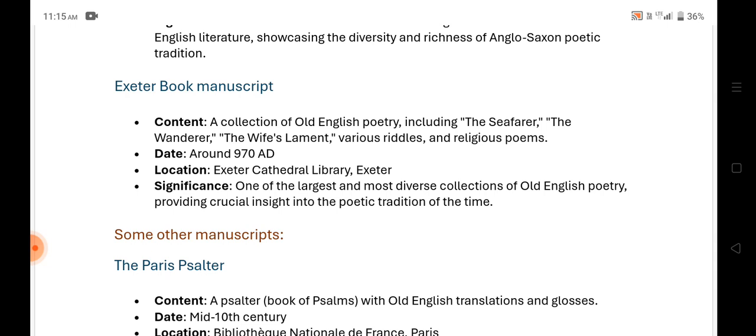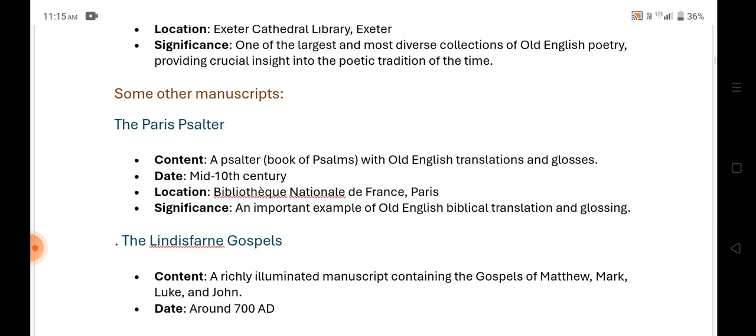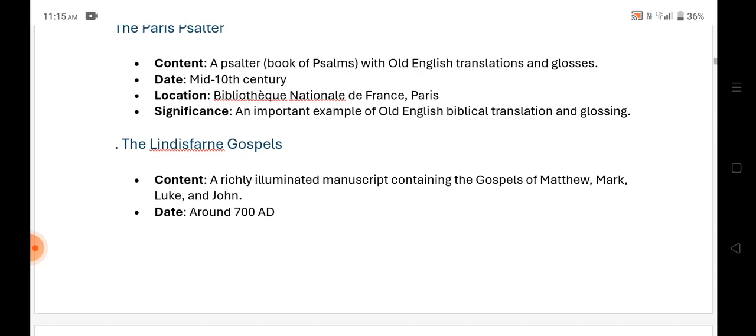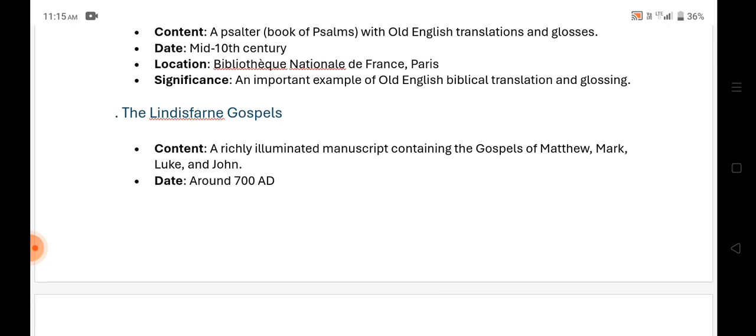It is a collection of Old English poetry, including The Seafarer, The Wanderer, The Wife's Lament, various riddles, and religious poems. The next manuscript is the Paris Psalter, which contains some Old English translations and glosses from around the mid 10th century.